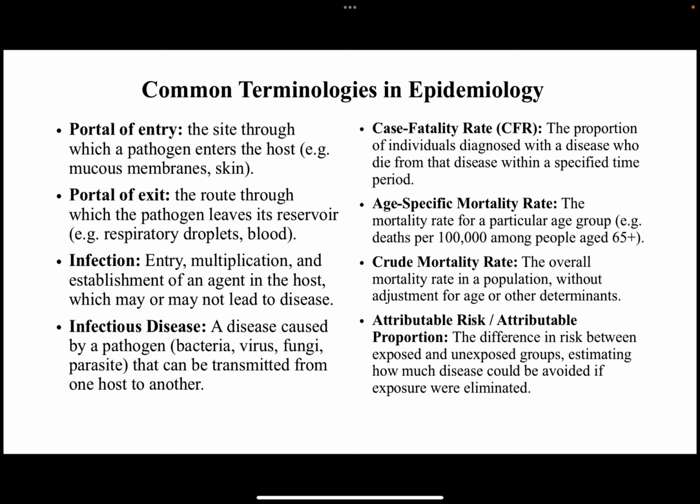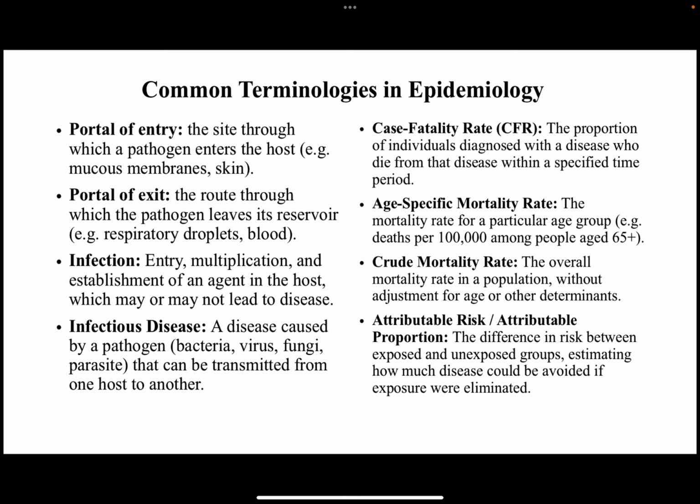So if we tell you that the case fatality rate of Ebola is 50%, it means that if 10 people should get Ebola or should be diagnosed with Ebola, 5 of them will die. That's the meaning. So if you happen to get a condition, then you have to be very careful with adhering to treatment, or if someone suffers the condition, then we have to be very proactive.